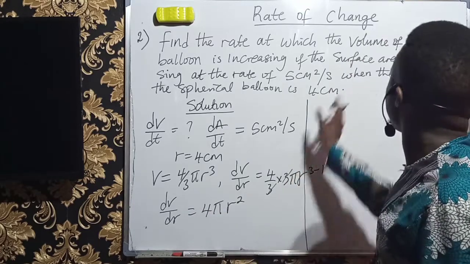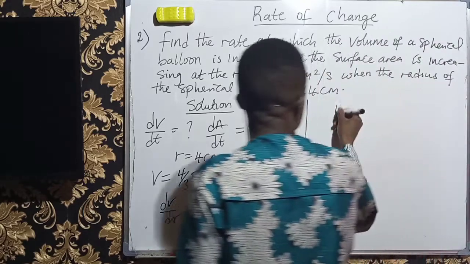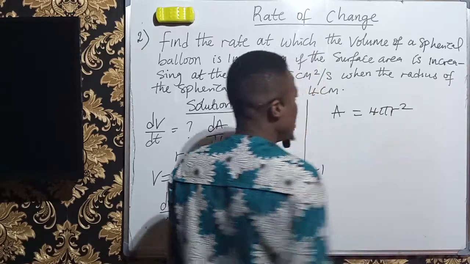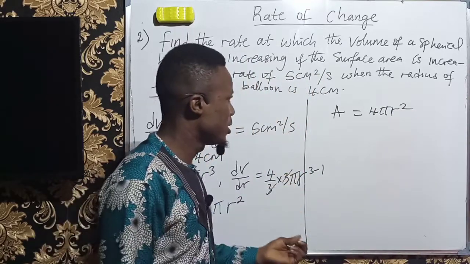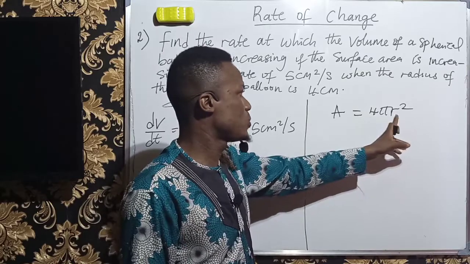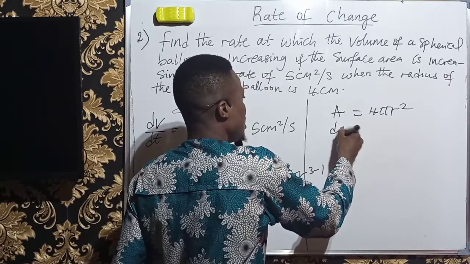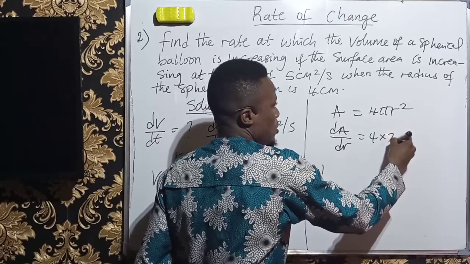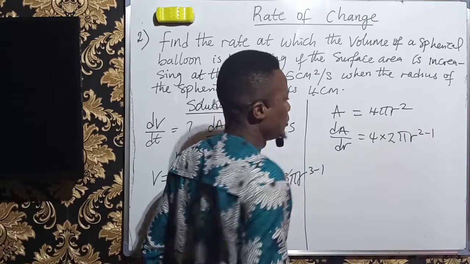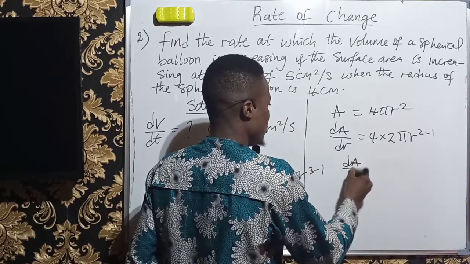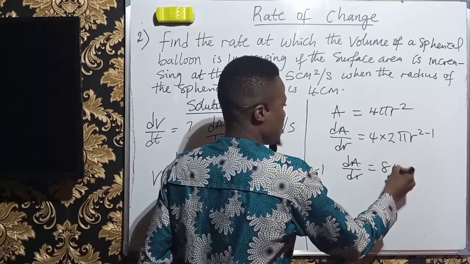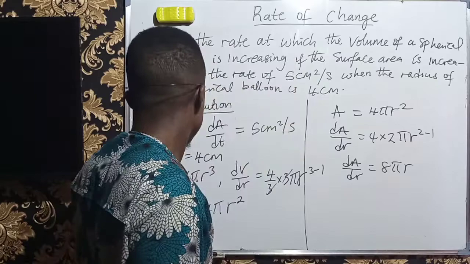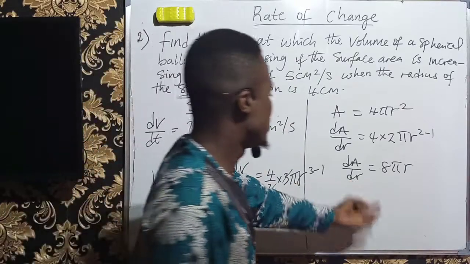Also, we had the surface area here, and you know that the area of a sphere is 4 pi r squared. This is the formula for getting the area of a sphere. So the rate the area is increasing with respect to radius will be dA over dr, which is 4 multiplying 2 pi r to the power 2 minus 1. So dA over dr will give us 8 pi r, because 2 minus 1 is 1, no need of writing 1 here. So this is dV dr, and this is dA dr.